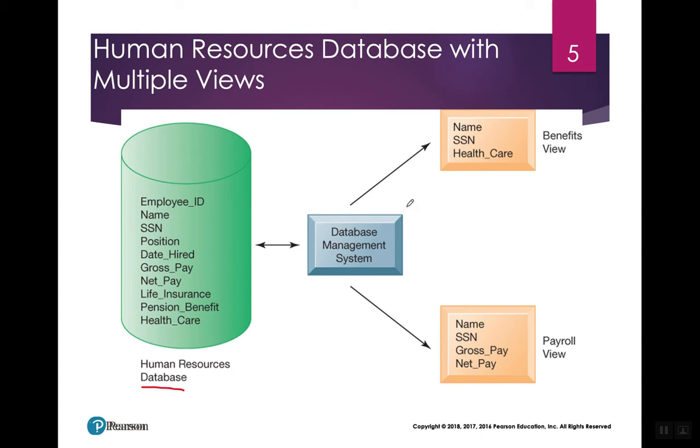The DBMS, which is the software, sits between the database and the application. So this could be an application that does payroll. So we're interested in what we call a payroll view. We only want to see the name, the social security number, and the gross and net pay. We don't care about life insurance or pension benefits or other things. Whereas for the benefits view, we'll want the name, social security number, and information about the healthcare.